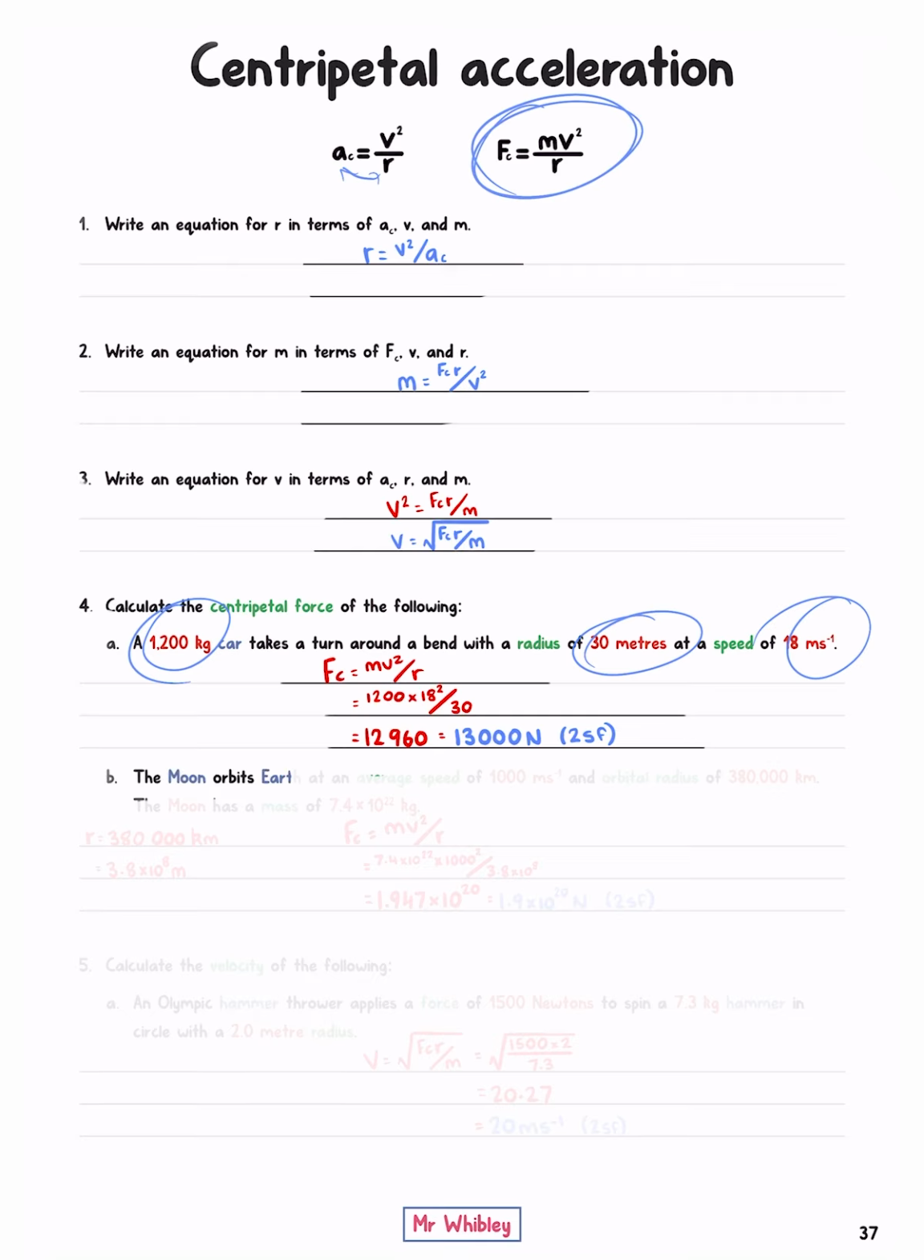The Moon orbits Earth at an average speed of 100 meters per second and orbital radius of 380,000 kilometers.